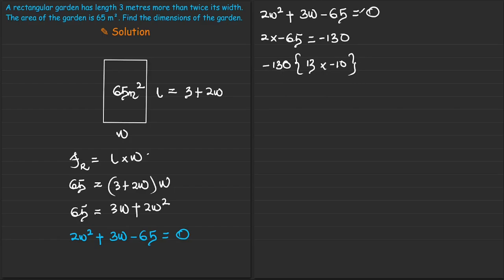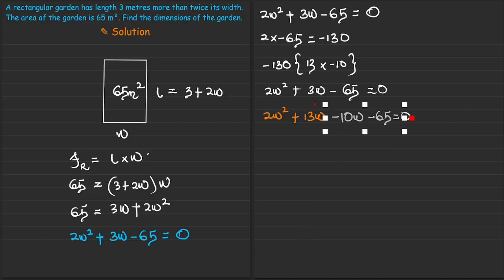So we use these two to open up, so that instead of 2W squared plus 3W minus 65, which is equal to 0, we will rewrite it as 2W squared, then instead of the 3W, we would have a positive 13W minus 10W, then minus 65 is equal to 0. So with this, there are 4 terms. So we group them into 2's. And then we can now solve them using the method of grouping.